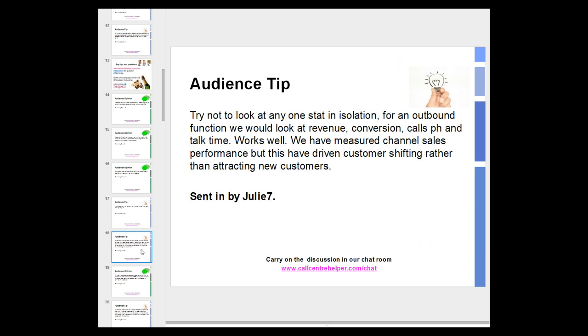Let's have a look at a few of the tips. Julie says, try to not look at any one stat in isolation. I guess that also ties into what you were saying there, Paul. I would definitely agree with that one. For an outbound function, we would look at revenue, conversions, calls per hour, and talk time. It works well. We've measured channel sales performance, but this has driven customer shifting rather than attracting new customers. So I guess different businesses have different needs. It's good to see that people are putting those business metrics right in front of the agents. And I think there are some issues with doing that as well, and that's quite interesting. As long as they're shifting within the same organisation, that's better than shifting and going somewhere else, I guess.